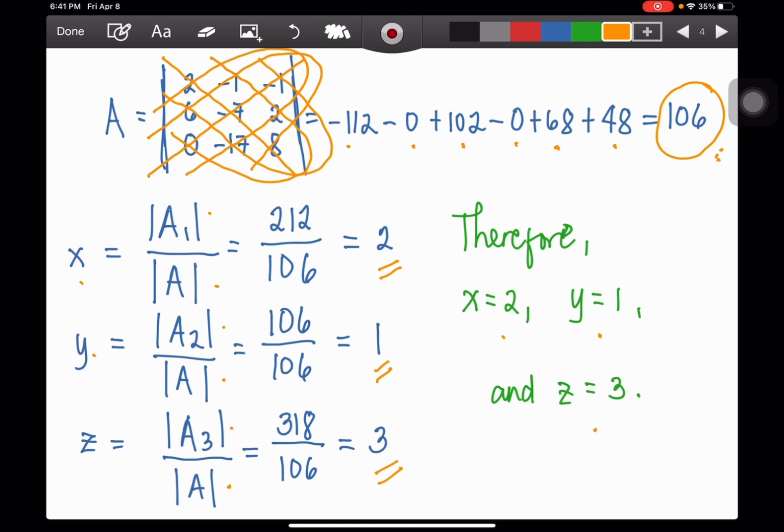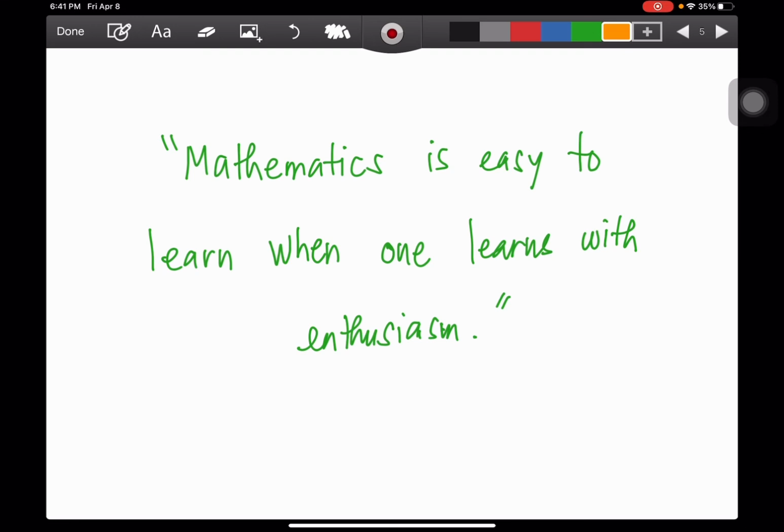So that's how we obtain the values of x, y, and z using the Cramer's rule. I hope you have learned a lot in this example.